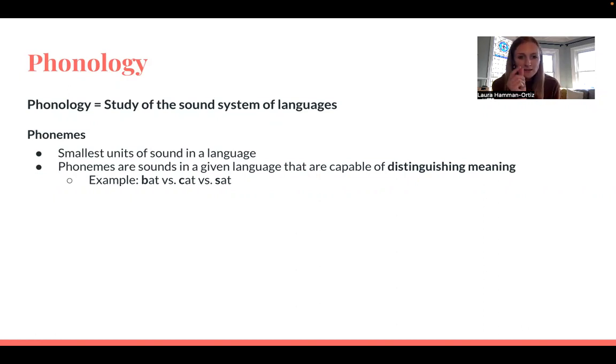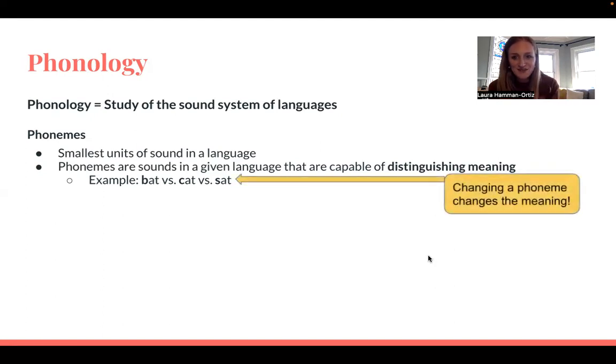So a phoneme is the smallest unit of sound in a language that distinguishes meaning; if we change it, it changes meaning. These are examples of minimal pairs, which means that bat and cat differ by only one phoneme. And changing a phoneme changes the meaning, right?